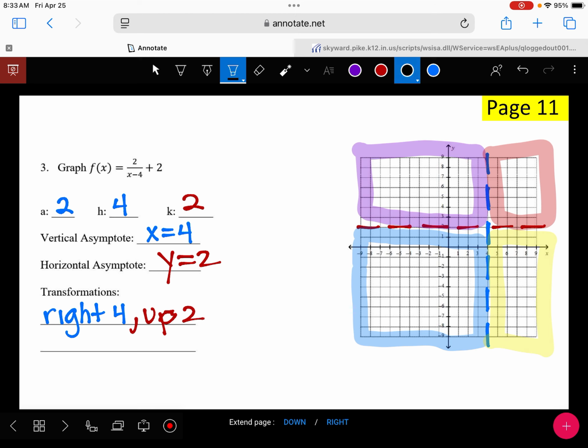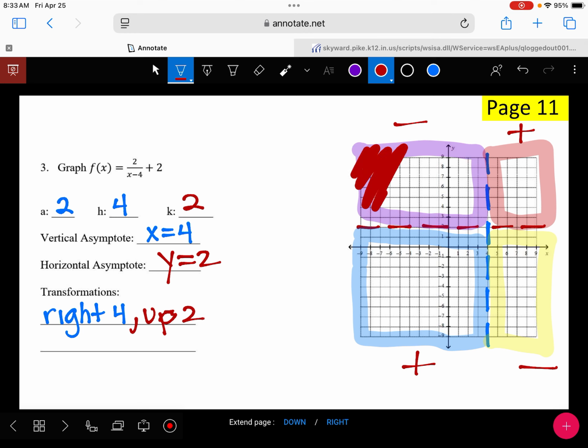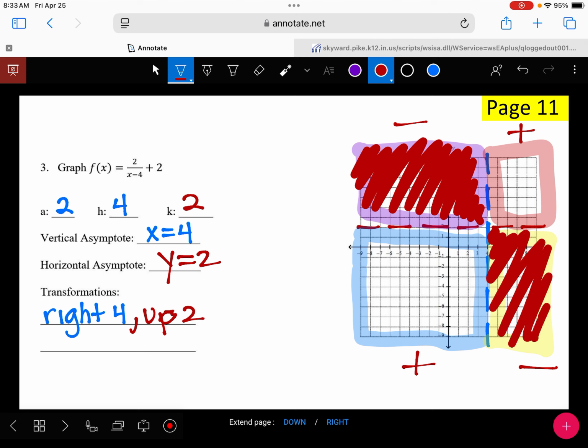So I'm only going to graph, because remember, it goes plus, minus, plus, minus. So I'm going to color in my negative area. So this part I am not using. I'm going to color that in. Not using that part.